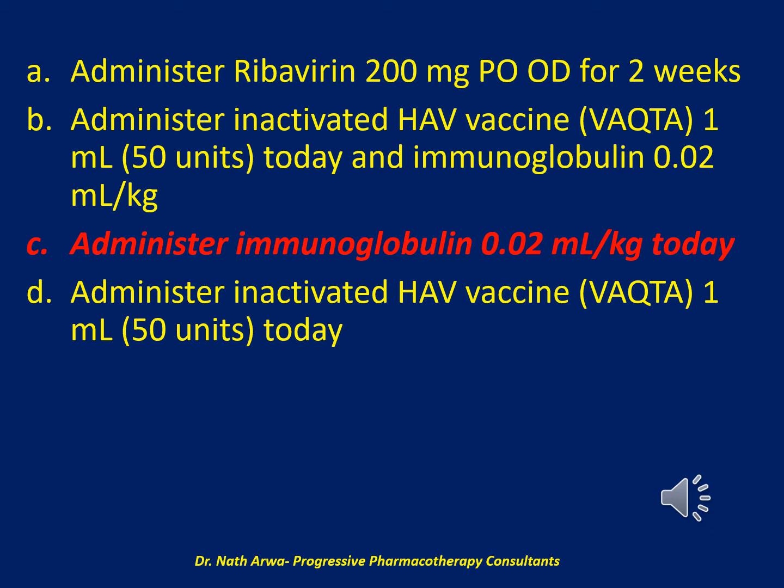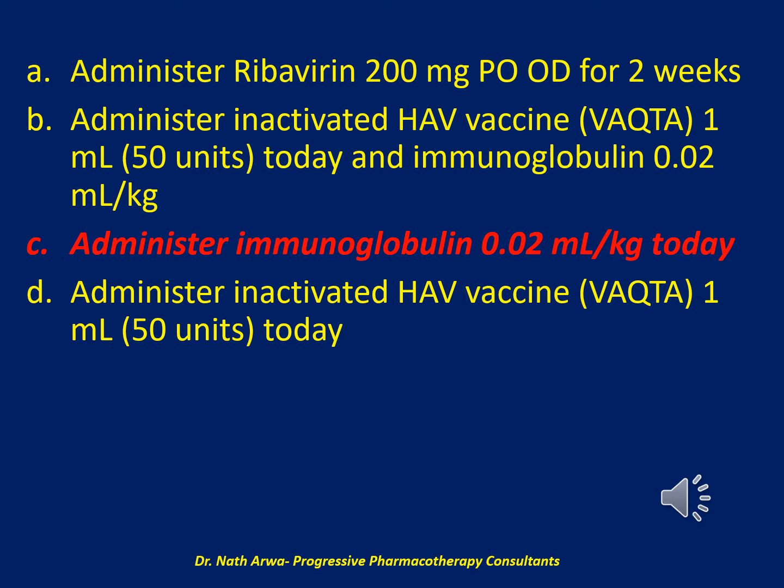Because the HIV vaccine is not approved for use in children younger than 1 year, answers D and B are incorrect. In healthy individuals 1 to 40 years of age, the HIV vaccine should be administered if it can be given within 2 weeks of exposure.